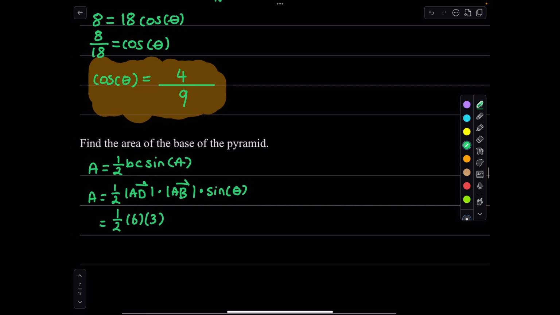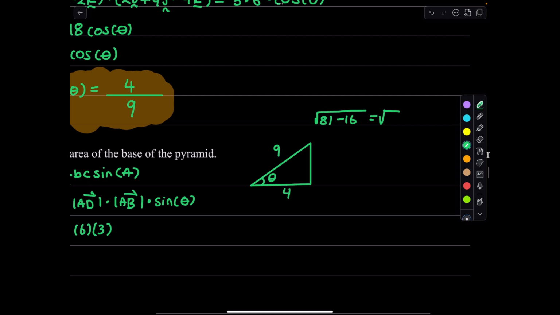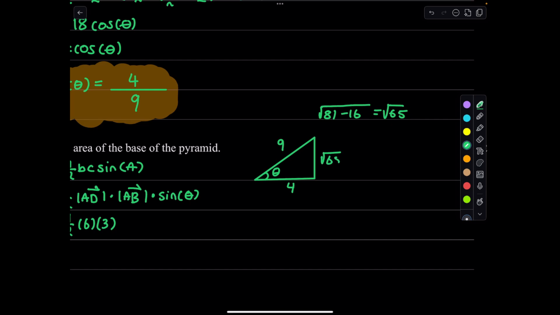Now I'm going to use a right-angled triangle, because we have cos theta but we don't have sine. Imagine this is your theta angle. Cos is adjacent over hypotenuse, so that's 4 here and 9 here, and we find the third side using Pythagoras. 9 squared is 81, minus 4 squared, 16, gives 65. So that's root 65 here.